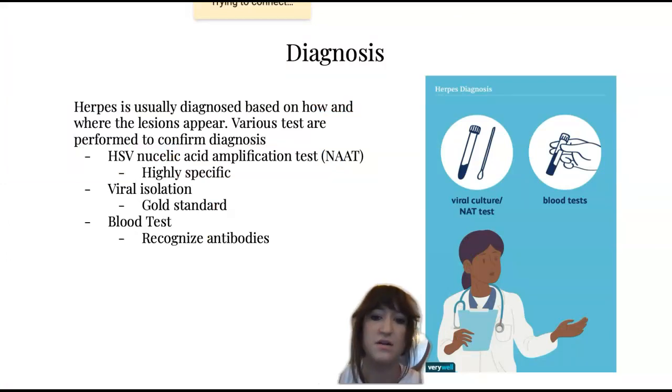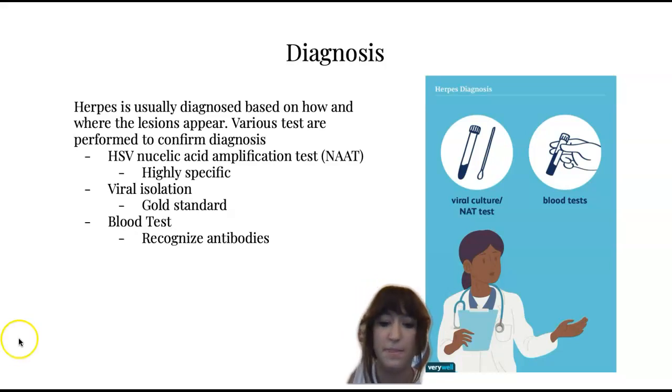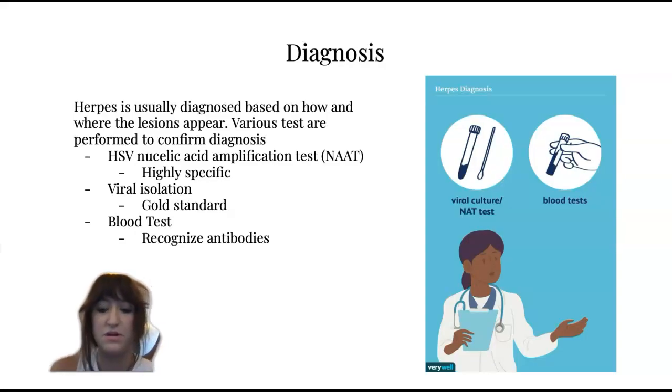So herpes is usually diagnosed based on how and where the lesions appear. However, various tests can be performed to confirm the diagnosis. The HSV nucleic acid amplification test, or NAAT, is the most sensitive and highly specific test available for diagnosing herpes. However, in some settings, viral culture is the only available test, and viral culture is kind of known as the gold standard. However, the sensitivity of viral culture can be low, especially for people who have recurrent or healing lesions.